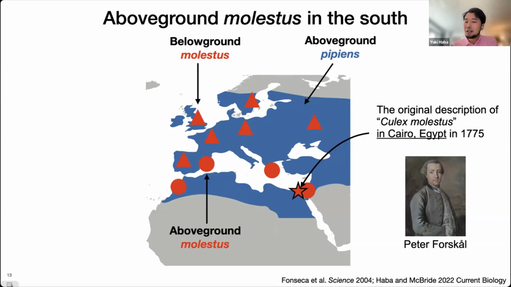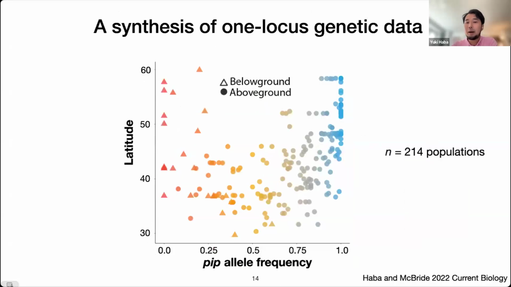But we were actually fascinated by the inconsistency between the existing data and the popular in situ evolutionary hypothesis. And we decided to conduct a comprehensive synthesis of existing data to see if we can generate a model that explains the pattern. To this end, we compiled and analyzed published genetic data at a marker gene called CQ11 for 240 populations. Here, each point represents a population, and circles and triangles represent above ground and below ground populations, respectively. X-axis is the frequency of pipiens allele, and y-axis is latitude. And molestus allele frequency is just 1 minus p.